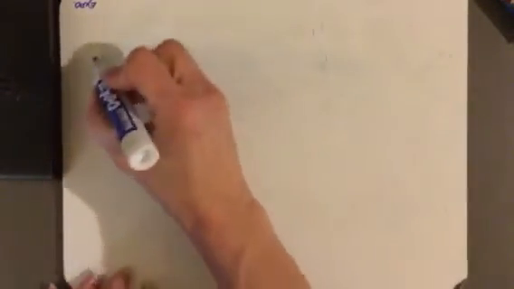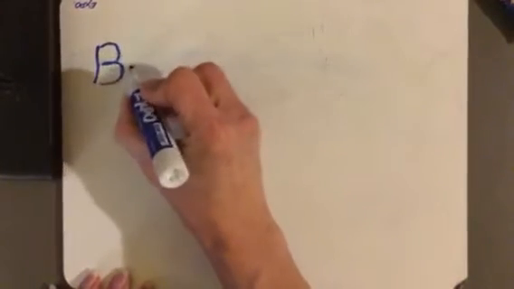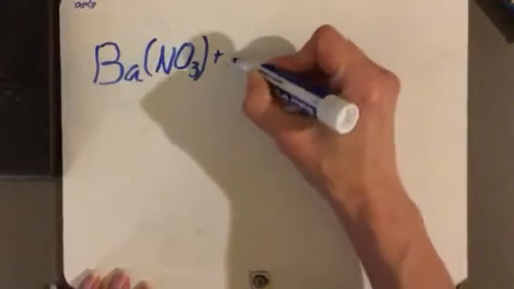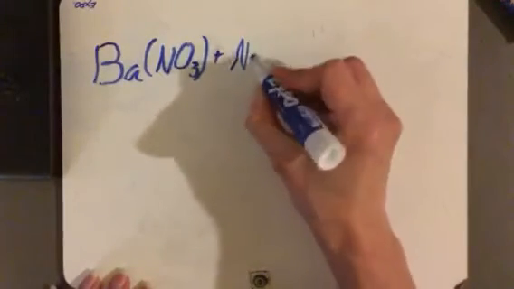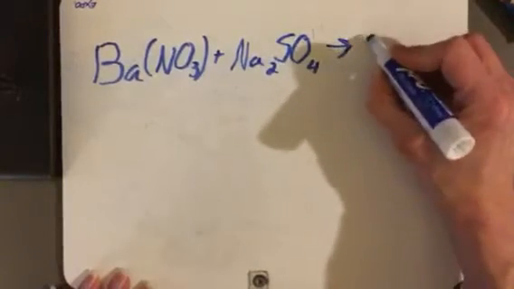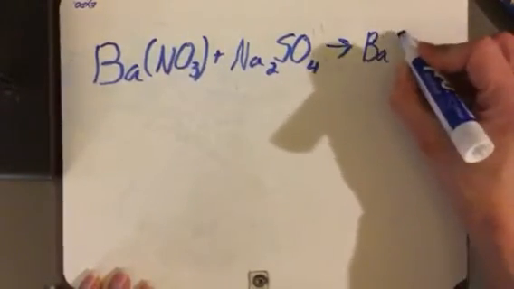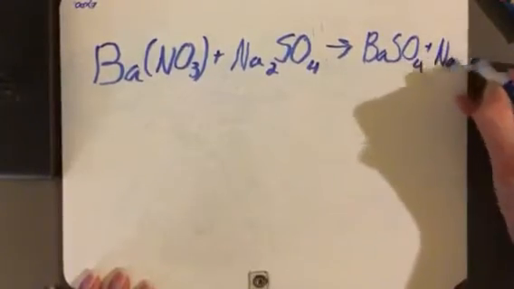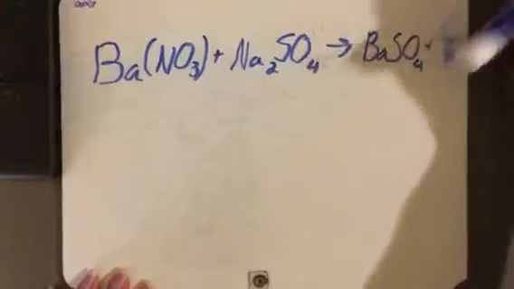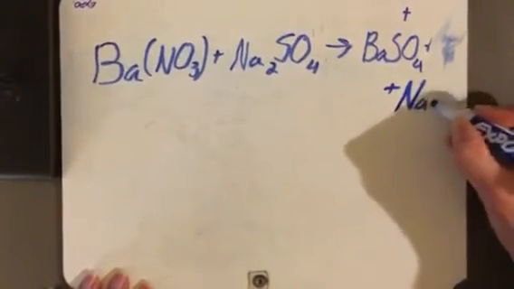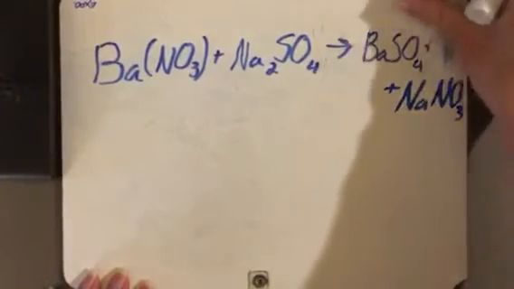Sometimes we run into situations like, let's say, I might have a barium nitrate plus, I'm going to run out of room if I'm not careful, a sodium sulfate that turns into a barium sulfate plus sodium nitrate.